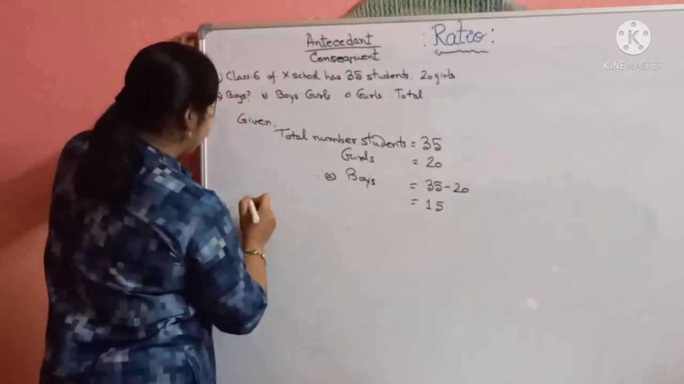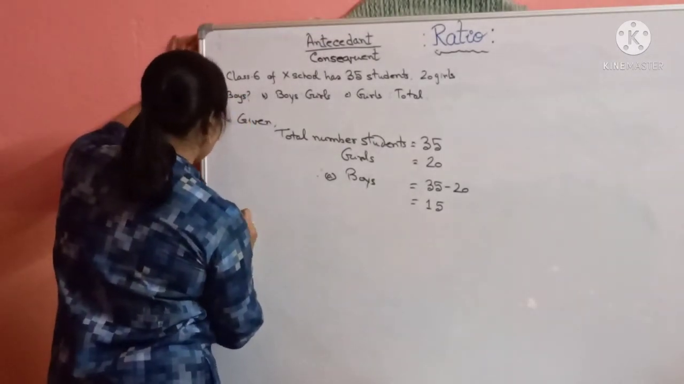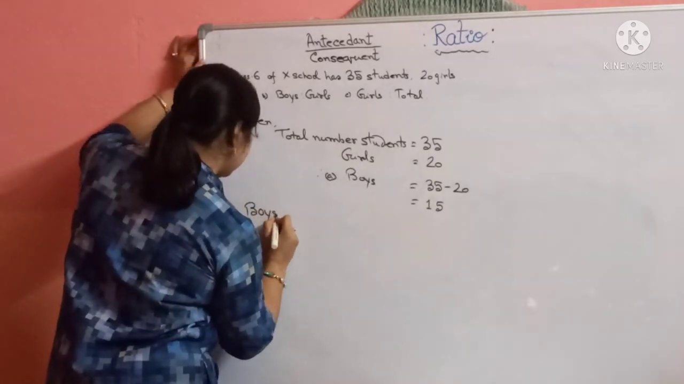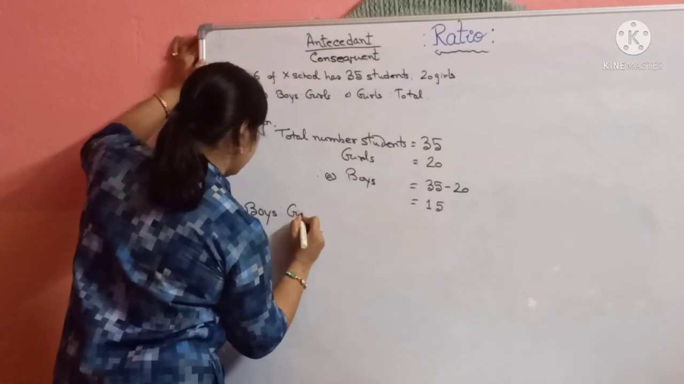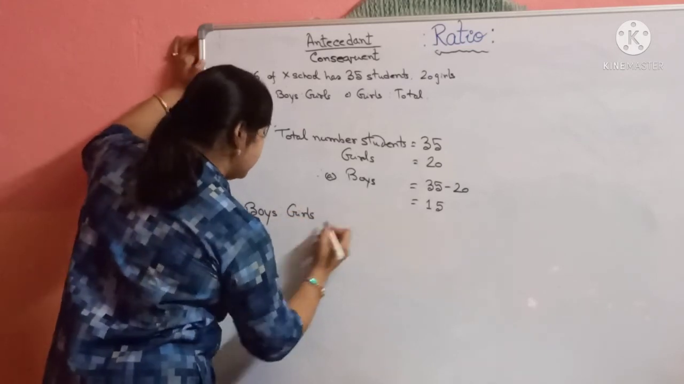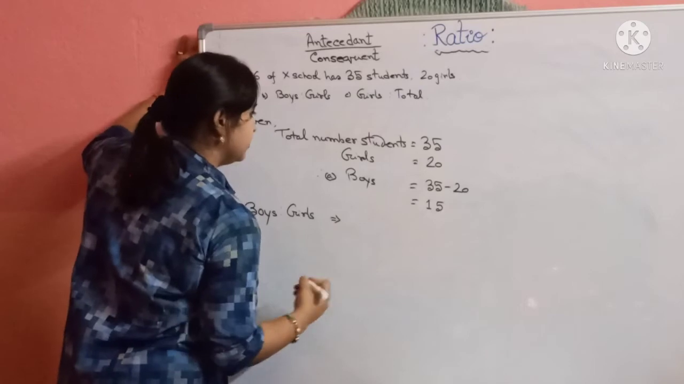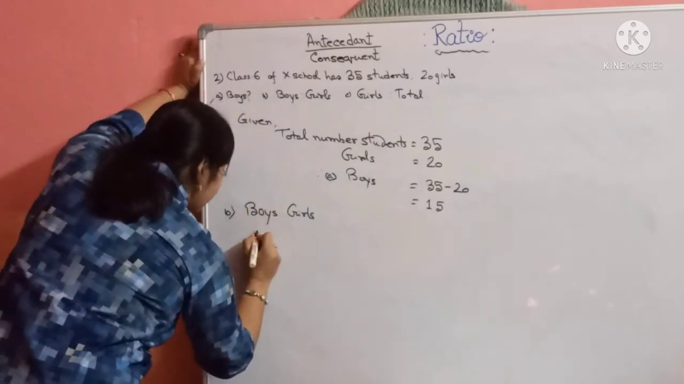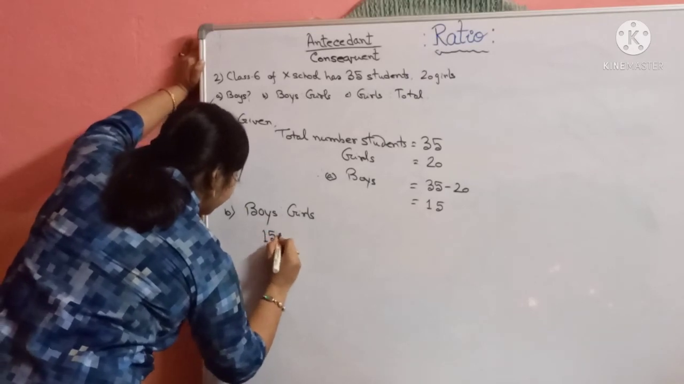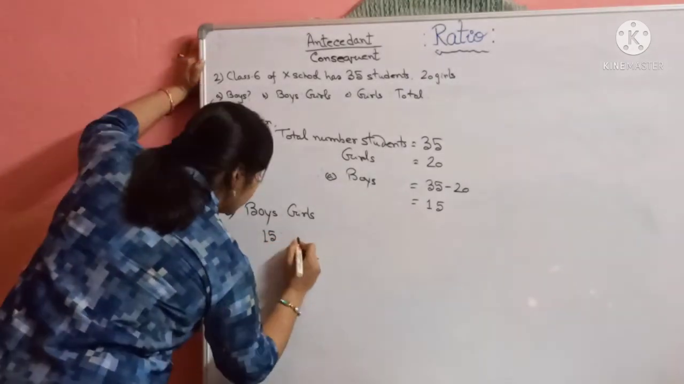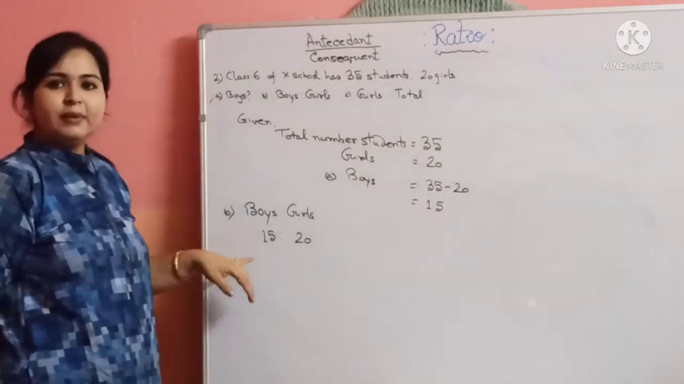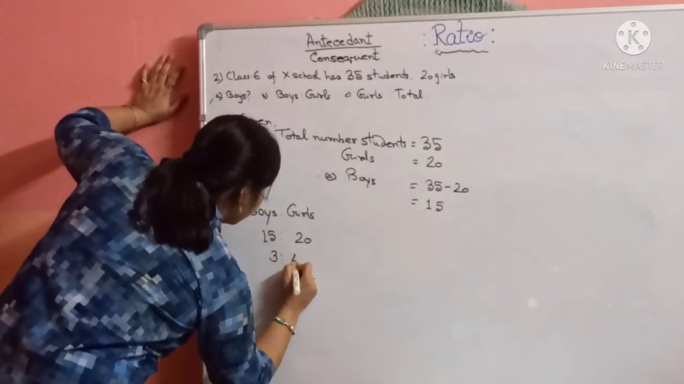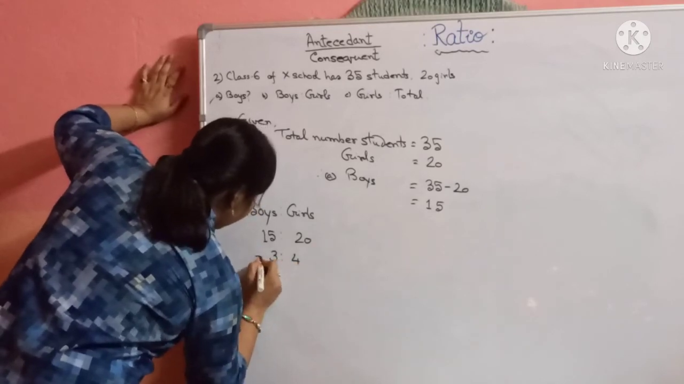Done. For part B, we have to find the ratio of boys is to girls. So what is that? Under boys, write 15, and for girls 20. What is the common divisibility factor here? 5. So 3:4. There comes our answer.